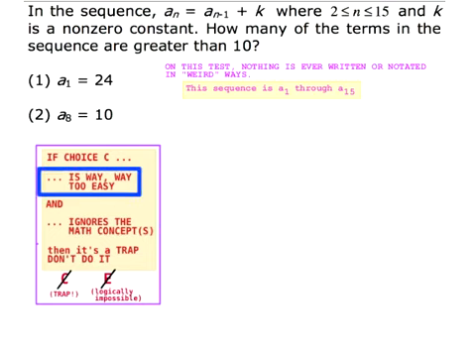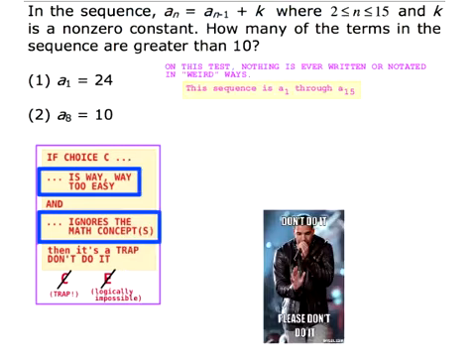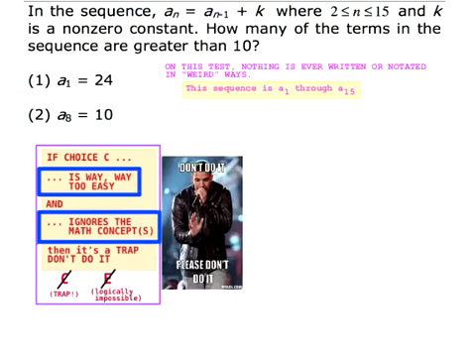If C does both of these things here, rather than telling you myself, I'll have Drake tell you. If C does both of these things, then don't do it. There. I mean, is it way too easy?